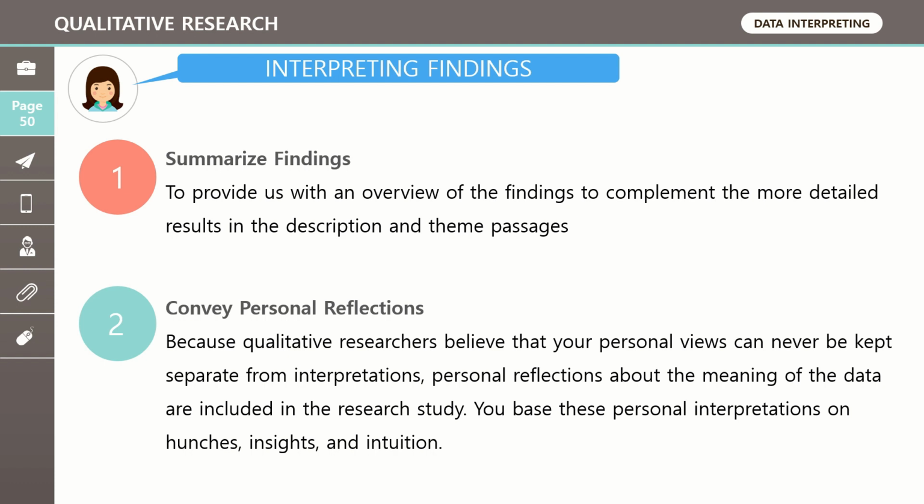And we go to the first. In the first interpreting, first you must summarize your findings. This is to provide us with an overview of the findings to complement the more detailed result in the description and theme passage. Then, convey personal reflection, because qualitative researchers believe that your personal views can never be kept separate from interpretation. Personal reflection about the meaning of the data is included in the research study. You base this personal interpretation on hunches, insights, and intuitions. So, this is from your personal reflection towards your findings.